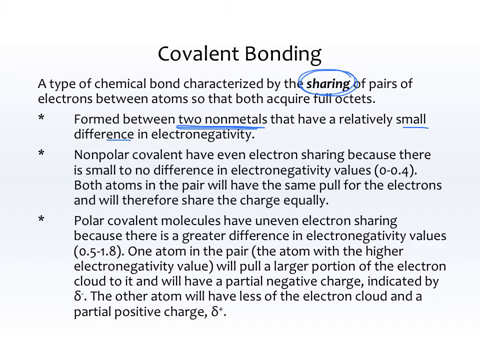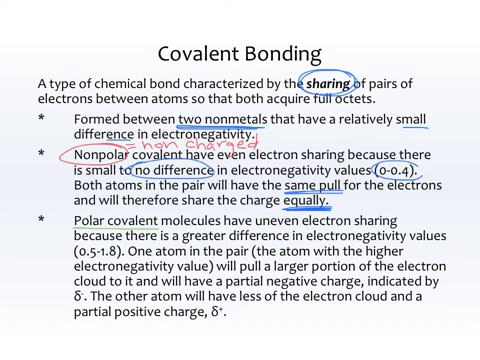Nonpolar covalent have even electron sharing because there is a small to no difference in electronegativity values, somewhere between 0 and 0.4. Both atoms in the pair will have the same pull for the electrons and therefore will share the charge equally. Nonpolar means non-charged. Neither atom pulls more of the electrons than the other.